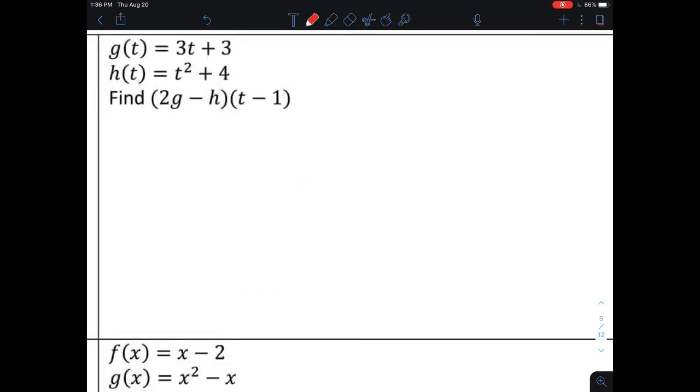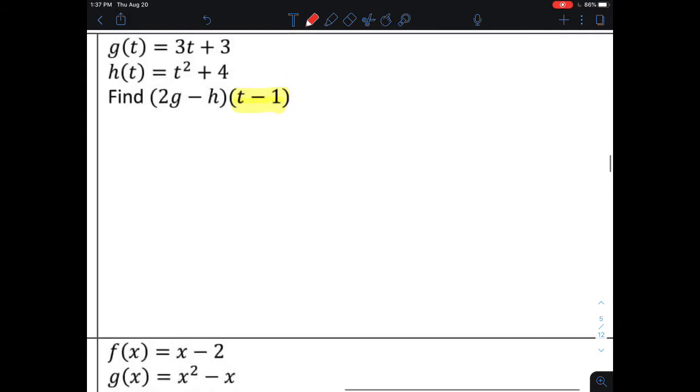All right, another example here of a linear combination of functions, but this time instead of inputting a value, we're inputting an expression in terms of t. So I'm going to rewrite, just like we did in the previous problem, this as 2 times g of t minus 1, minus h of t minus 1, because I want to see what I am putting in to both of these equations before I do the operation between them.